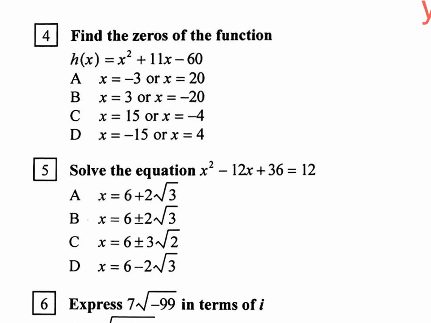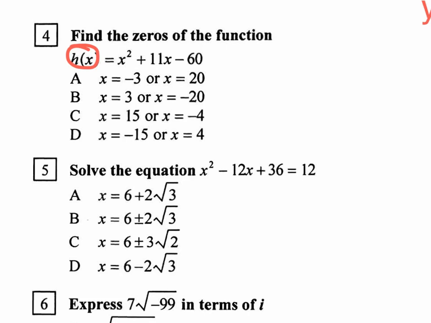Moving on to question 4, find the zeros. I hope you guys remember that finding the zeros is the same thing as finding the answers, same thing as finding the x-intercepts, finding the solutions, finding the roots. All of those words mean the same thing. So they want you to find the answers. They want you to solve it. They want you to find the x-intercepts. How do you find the x-intercepts? You set y equal to 0. That h of x, you're going to set it equal to 0 and you're going to solve.